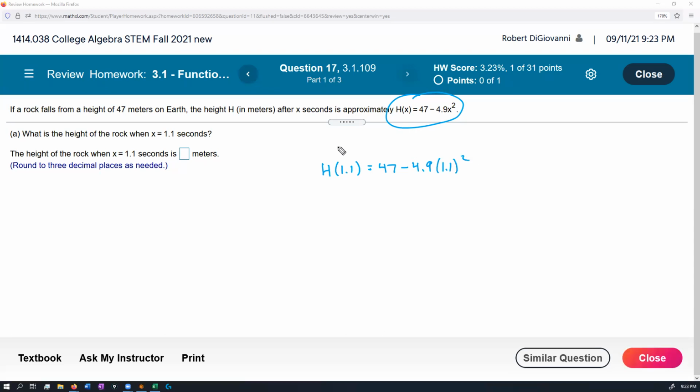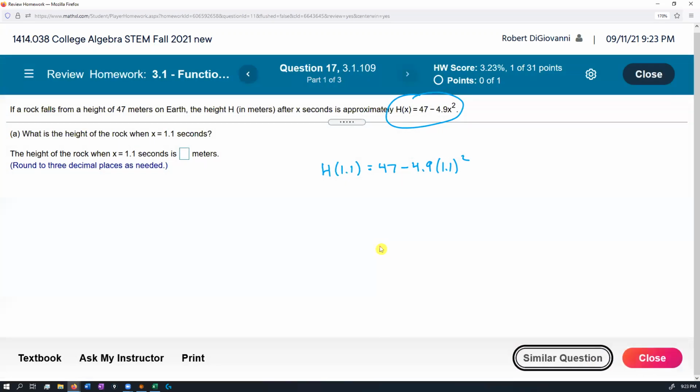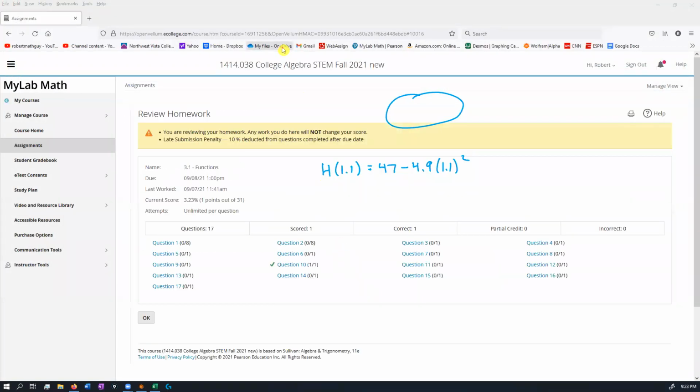So we need our calculators for this. And you know what? I think I'm just going to let you do this problem because I want to move on to the next homework assignment. This is the last question. So I think I'm just going to move on. Let's call it done. Okay, stop recording.